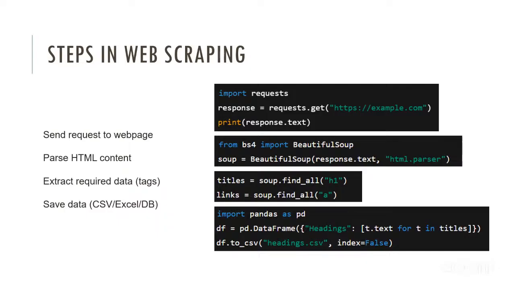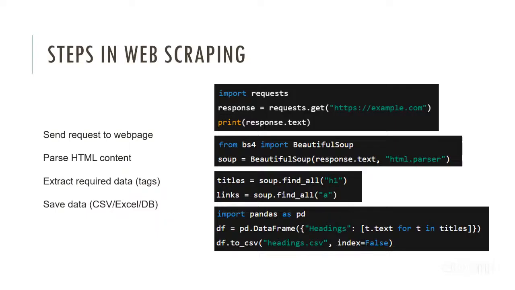So we need to parse it using Beautiful Soup. Parsing means breaking down the HTML into a structure that Python can easily understand and work with. For example, from bs4 import BeautifulSoup, now the soup object allows us to search inside the HTML code. Then after parsing, we need to extract the specific data we are interested in.